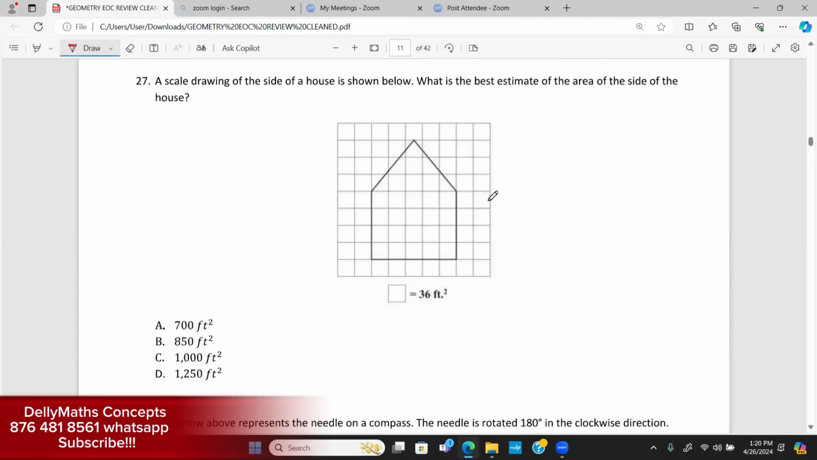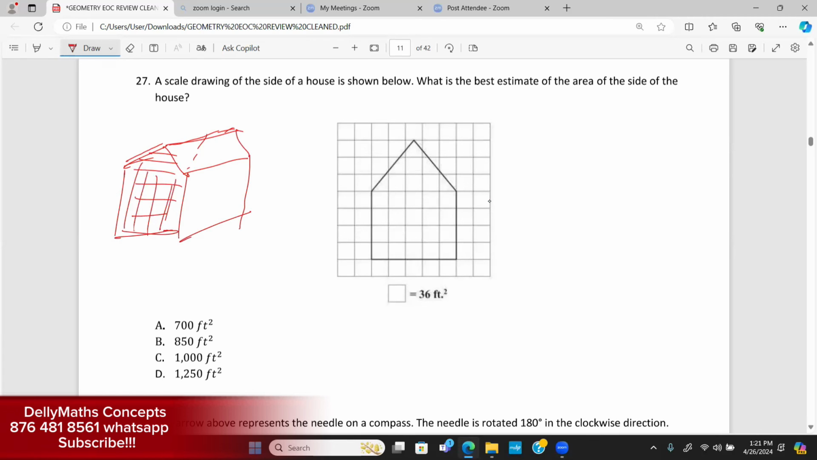A scale drawing of the side of a house is shown below. What is the best estimate of the area of the side of the house? All right, so this is a side. In other words, let me quickly show you what we're referring to. We're referring to a house that looks like this. Basically, that's a sketch of it. So this is a side and that other side is around there. So we're talking about this side of the house.